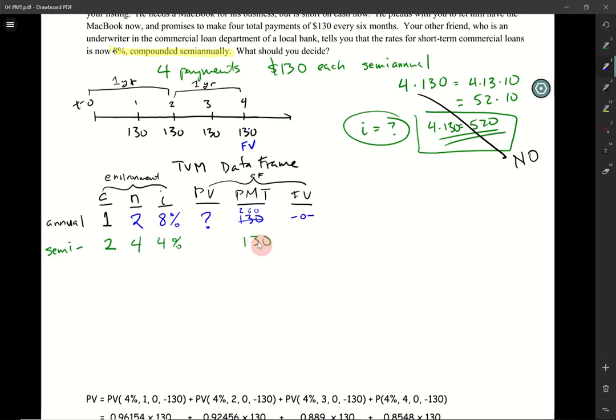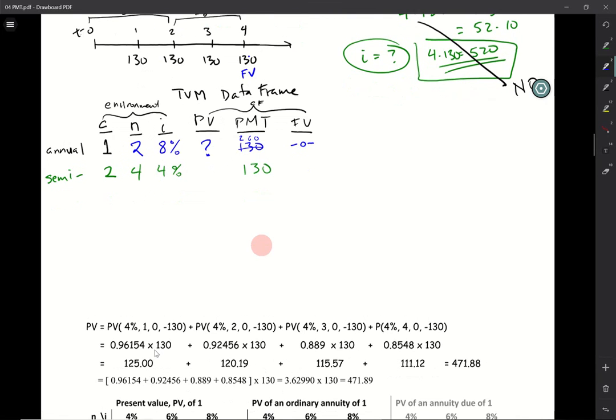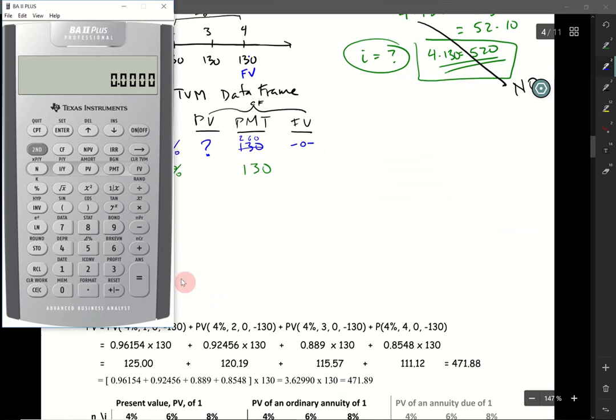Okay, so just for jollies, if you really wanted to do it the long way, you would come out with this, and you might get a tiny bit of rounding. But we do not want to do it this way. This is just a way to check, right? And so we'll go to the calculator.